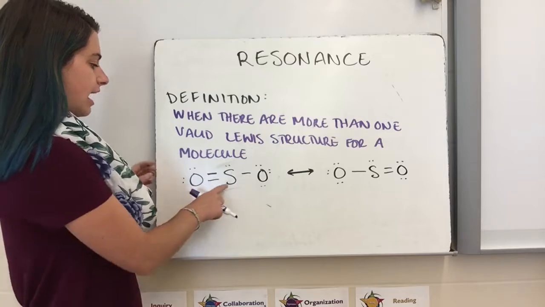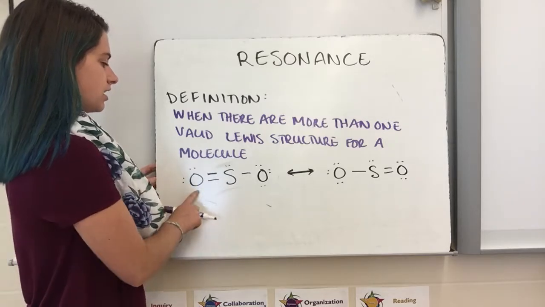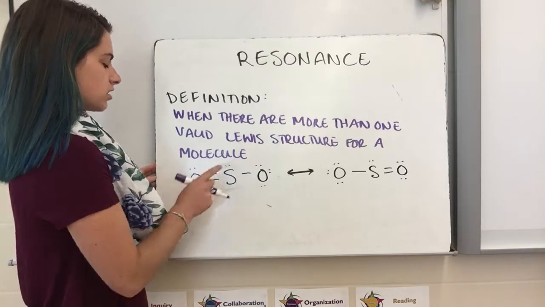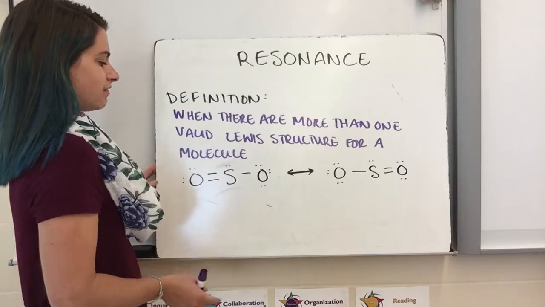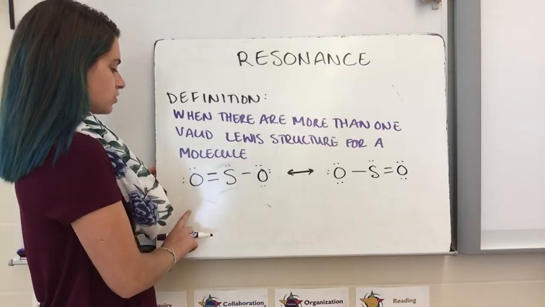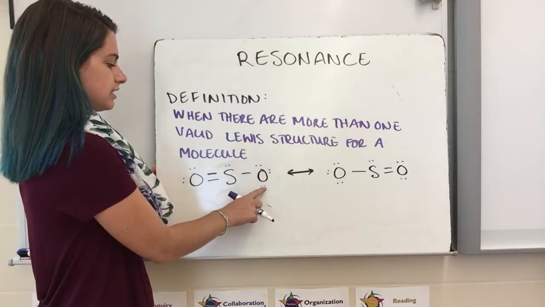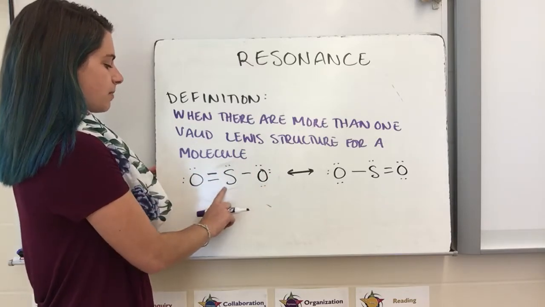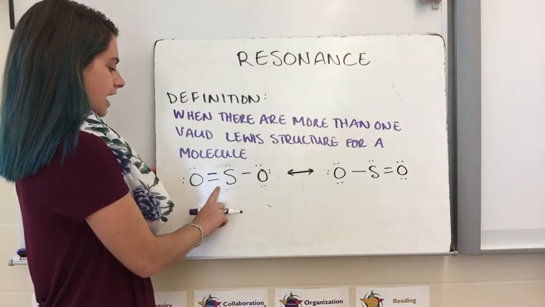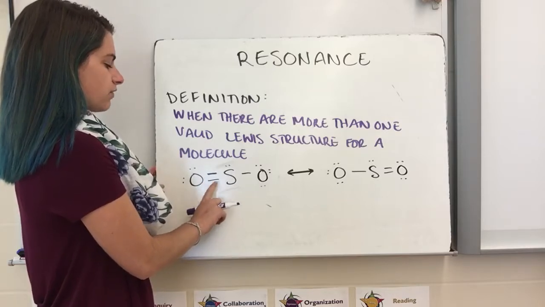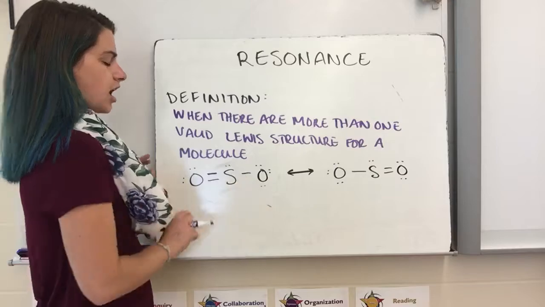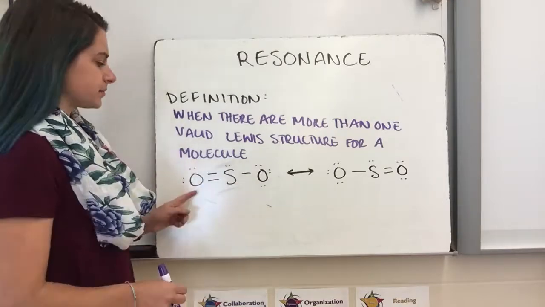So S has 6 valence electrons and each oxygen has 6 valence electrons. So in total, we have 18 valence electrons. So as it's drawn, I have 2, 4, 6, 8, 10, 12, 14, 16, 18. So I needed a double bond here between my sulfur and my left oxygen in order for sulfur to have an octet and each oxygen to have its octet.